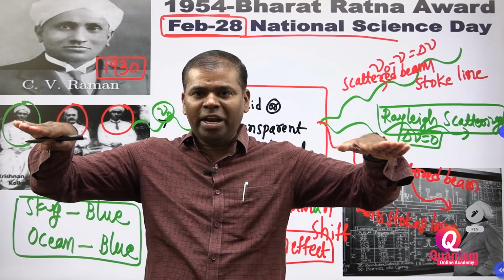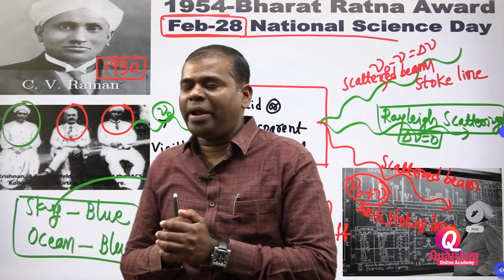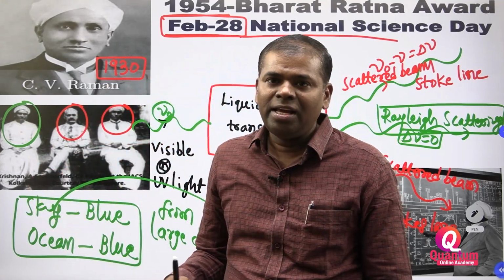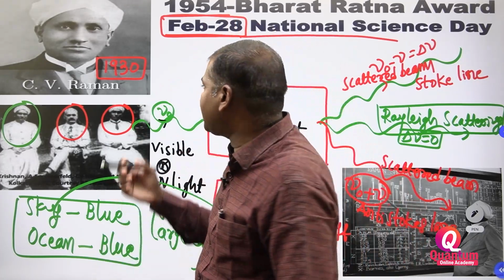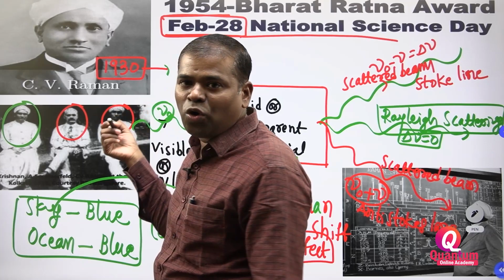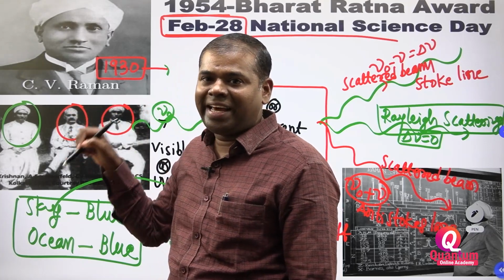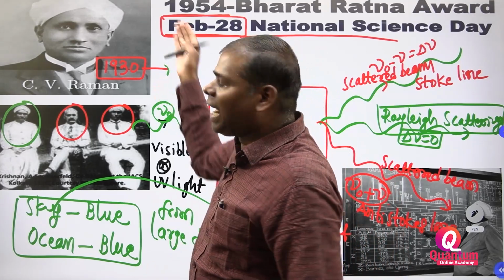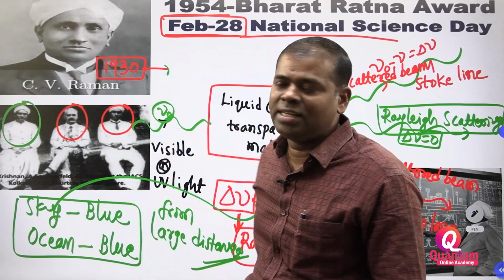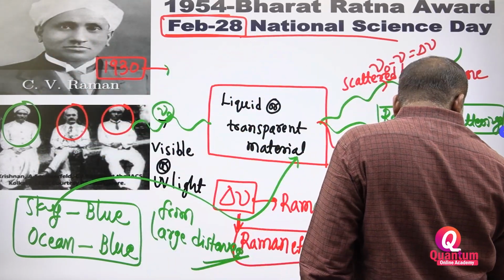So this is the Raman effect. He got the Nobel Prize in 1930 for the discovery of the Raman effect. His co-worker who helped was K.S. Krishnan. The work was completely done by K.S. Krishnan only, but the guide got the award. That is the theme.